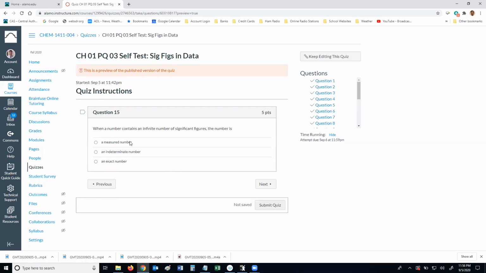Okay, 15. When a number contains an infinite number of significant figures, the number is an exact number. Exact numbers have an infinite number of significant figures.